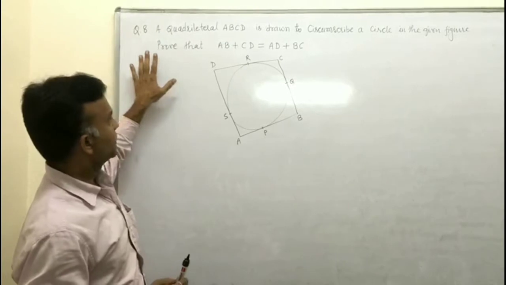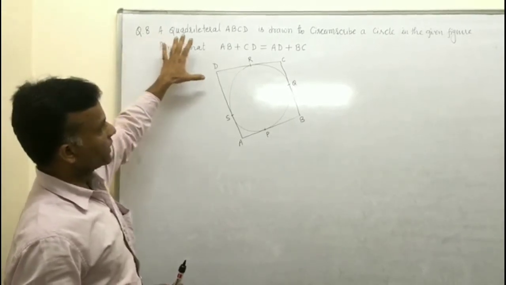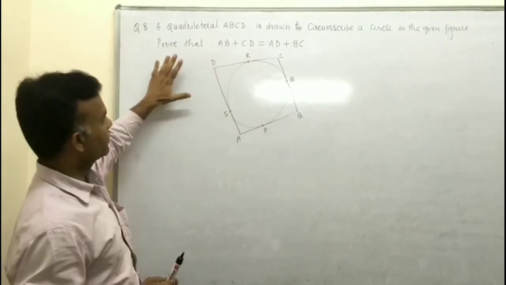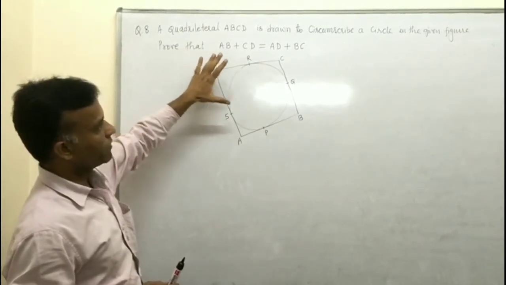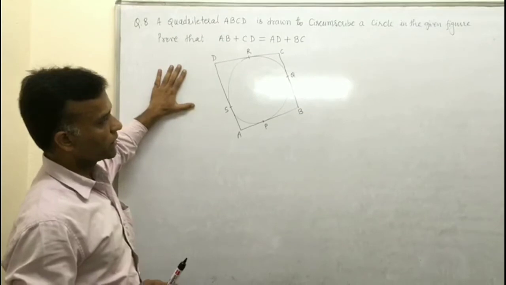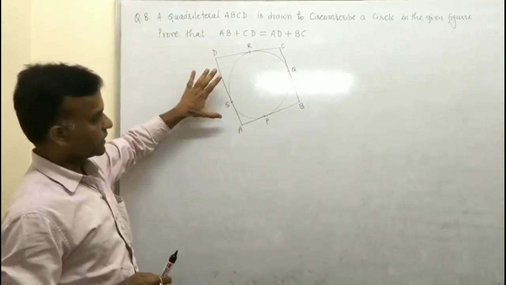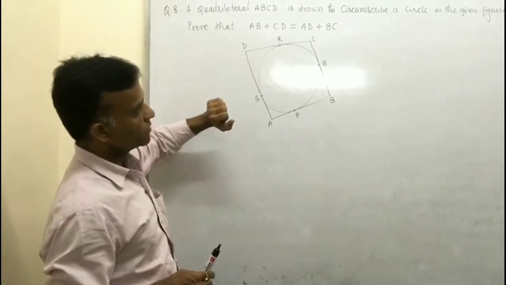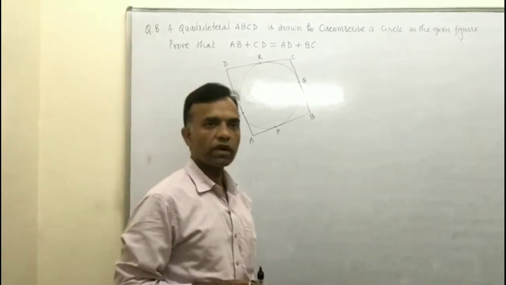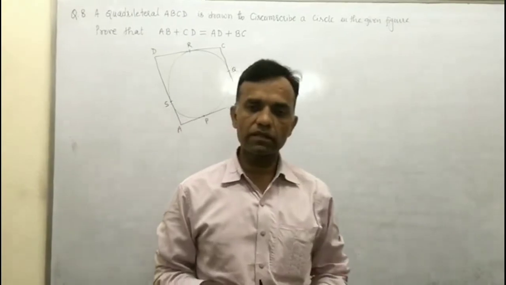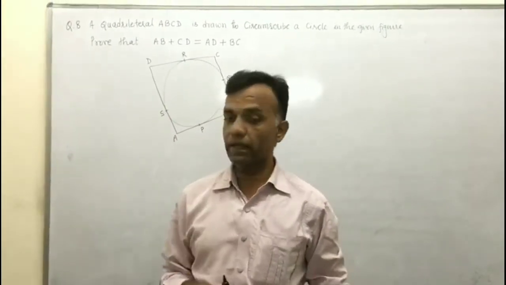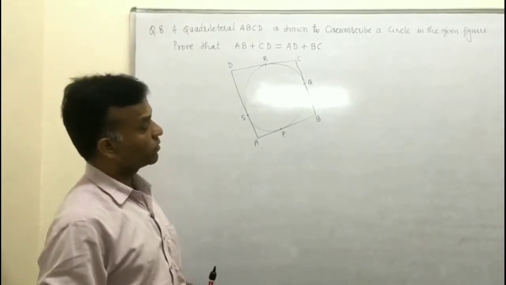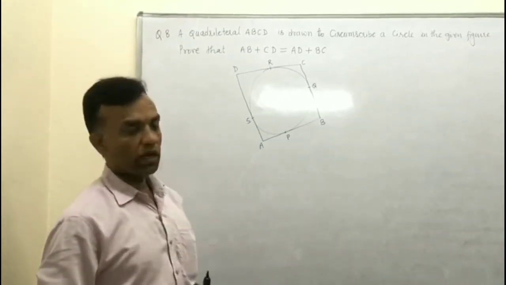8. Question number 8 says: a quadrilateral ABCD is drawn to circumscribe a circle, as in the given figure, and you have to show that AB plus CD equals AD plus BC. So we have a circle that is circumscribed by the quadrilateral ABCD. For any theorem, first we write down what is given and what we have to prove, then if a construction is required we do the construction, and then we start the proof.